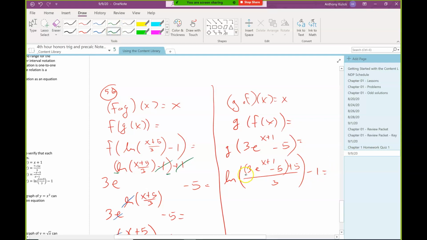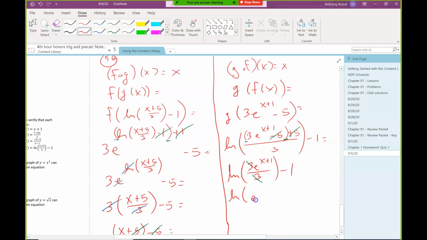So first thing I notice is that these parentheses don't really need to be there. So the plus 5 and minus 5 cancel each other out. And then I notice the times 3 and the divides by 3 cancel each other out. And then I remember from my Algebra 3-4 class that natural logs and exponentials base e cancel each other out.